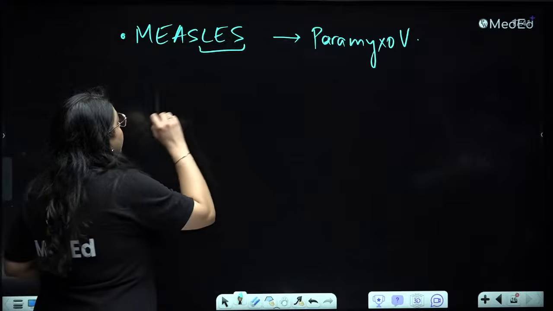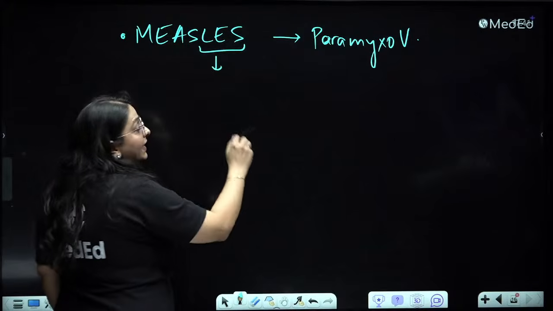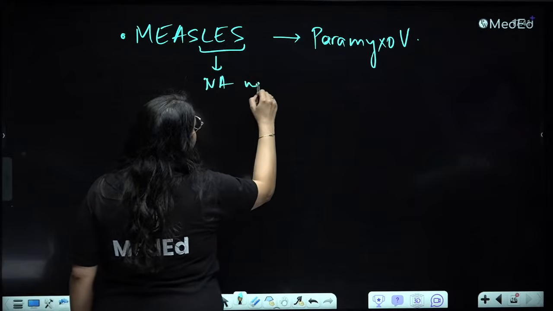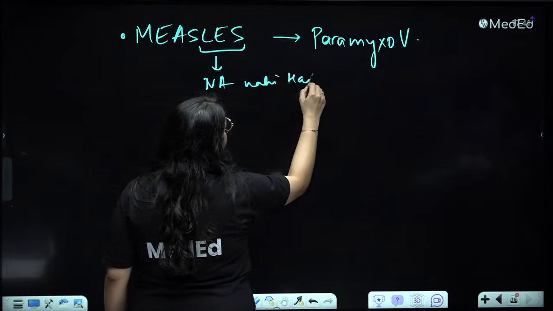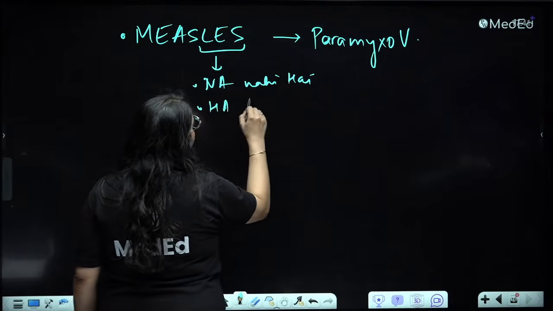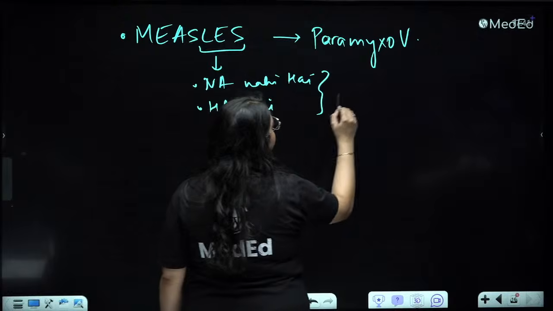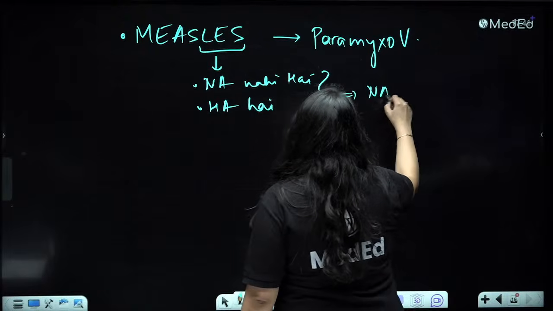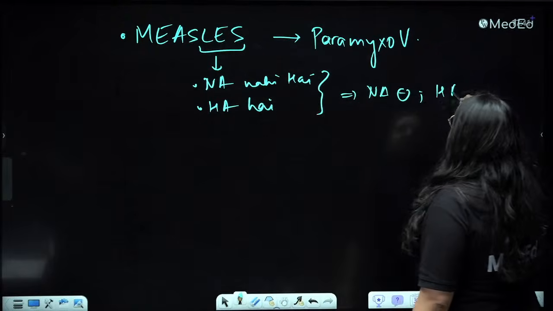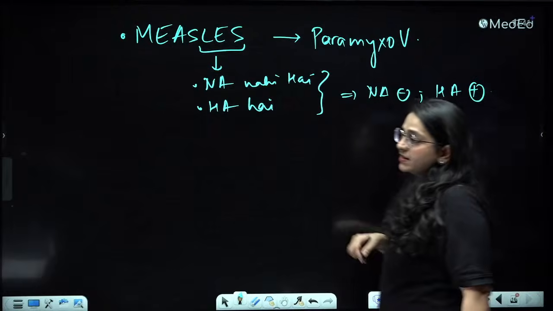So less means "nahi hai". Kya nahi hai? Na nahi hai. Yes, Na nahi hai and Ha hai. We remember this. So we remember that it does not have neuraminidase, but it has hemagglutinin present in it, and it belongs to the Paramyxoviridae family.